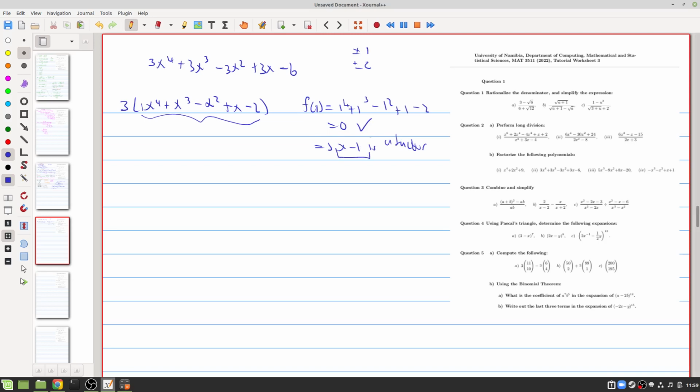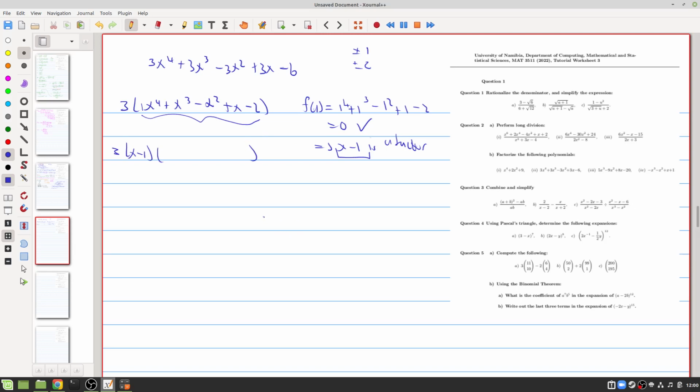Right, so if it's f of 1, x minus 1 will be a factor, so you change the sign there. Okay, so far we have then 3, x minus 1, and now we need to figure out what's left if we take out x minus 1 from here. So to do that, we do long division.